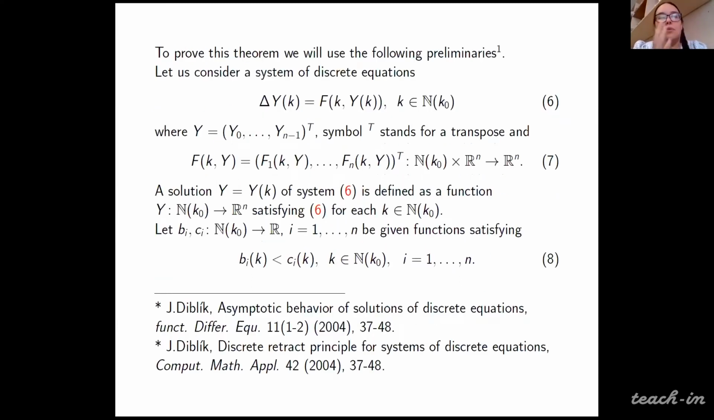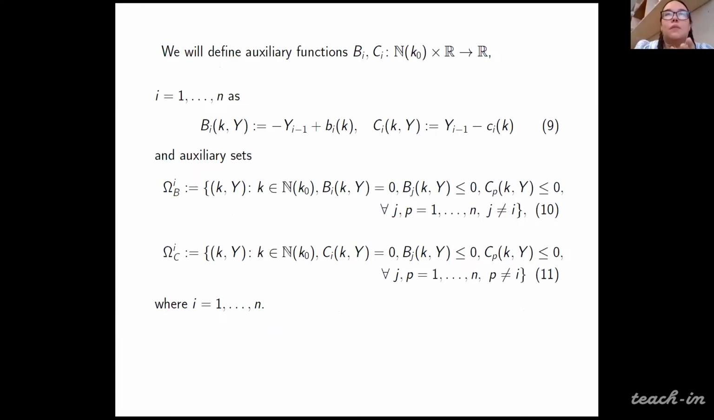Later, I will also give you a sketch of the proof, but the proof is basically based on the following preliminaries, which were published in articles by Josef Diblik about asymptotic behavior of solutions of discrete equations and the discrete retract principle for systems of discrete equations. It deals with a system of discrete equations of the form 6. We also put some vector function f and denote by b_i little and c_i little a set of functions such that b_i little from k is less than c_i little for each k from our natural set. Later, we will need to verify some actual functions b_i big and c_i big and actual sets omega.